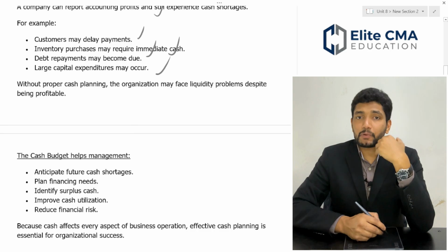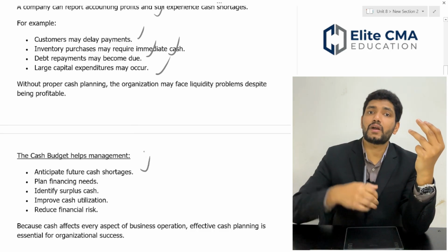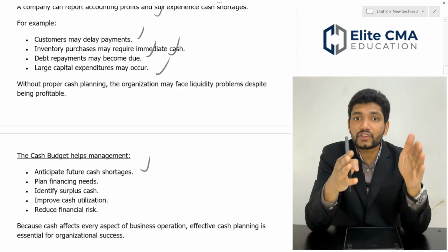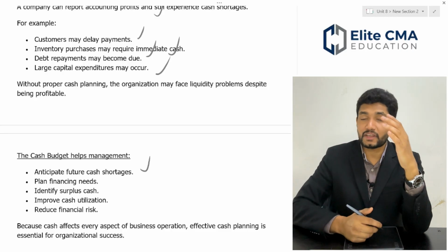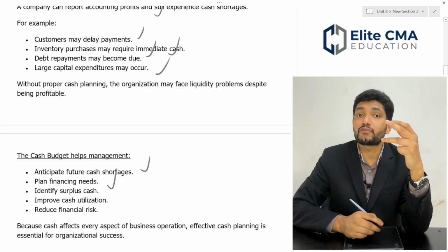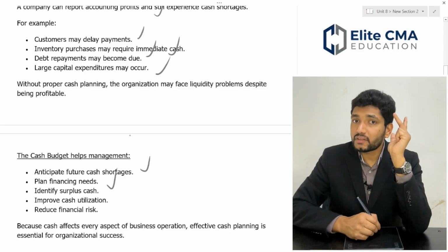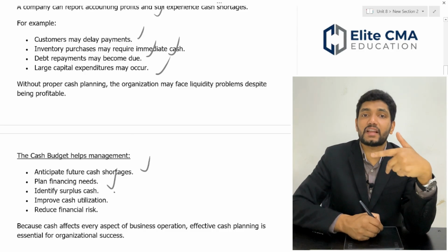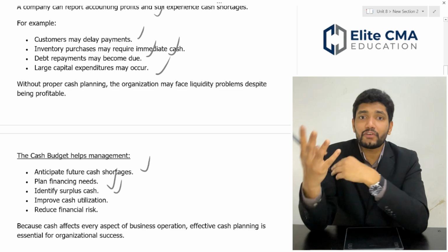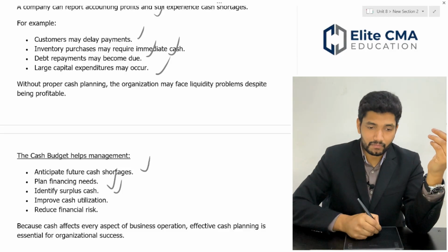Now, a proper cash budget helps management anticipate future cash shortages. If companies put all their expected cash inflows and cash outflows in a single sheet, they can see whether there is any expected cash shortage in the future and plan financing needs. If they require any short-term financing, they can plan for that requirement. It will also help them identify surplus cash. Is there any surplus cash in the business? They can identify the surplus cash for that particular period and plan the investment.